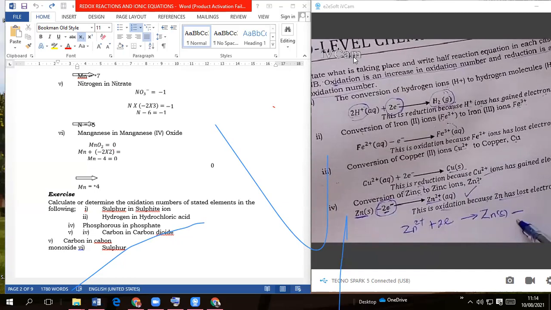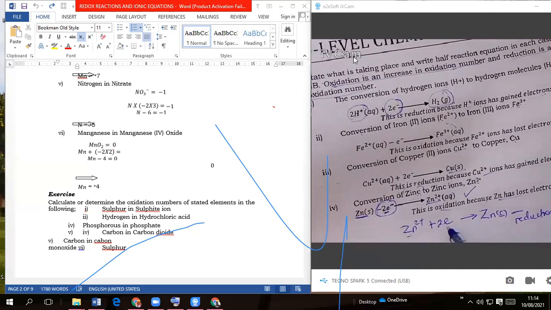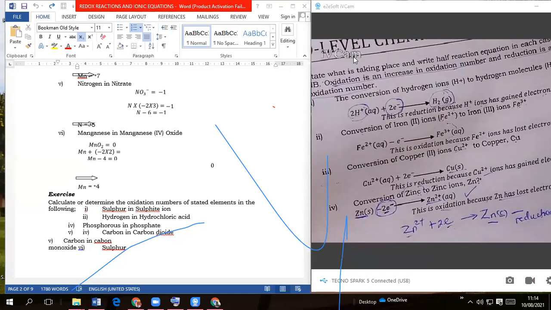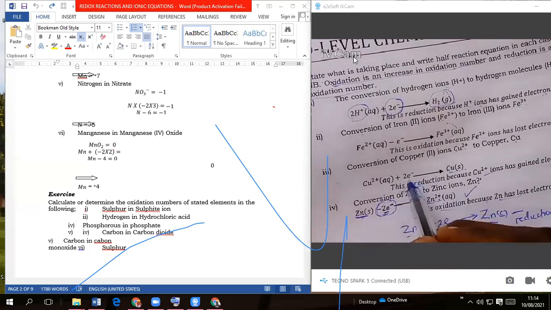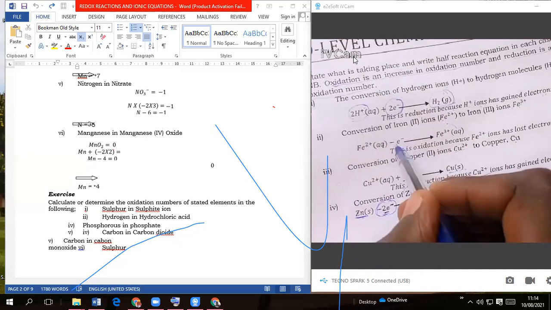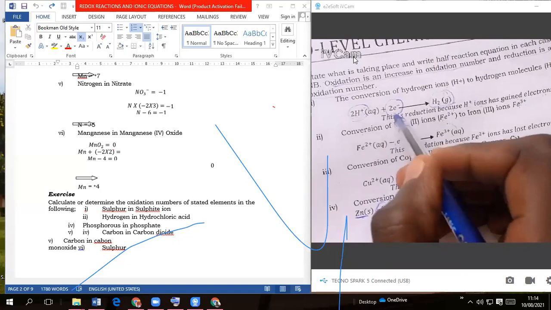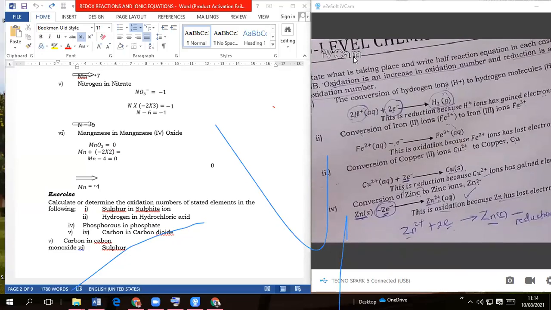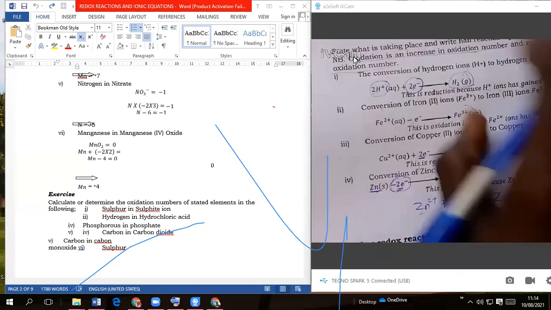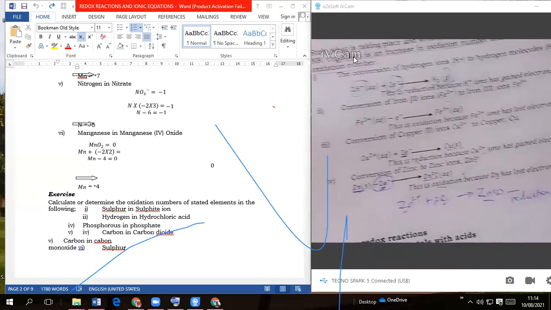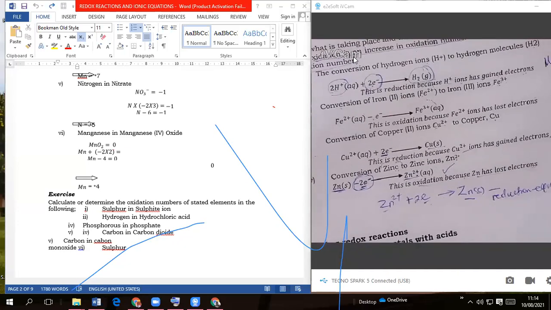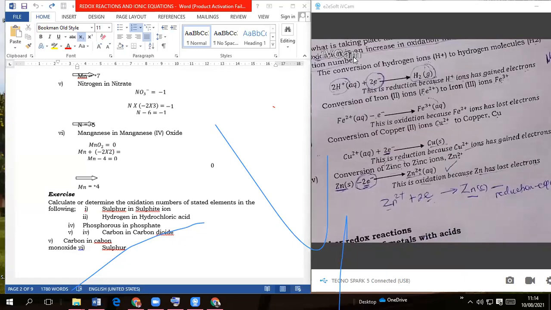This one is a reduction equation because it has gained electrons to become a solid. So you take note of this. This is a loss, this is a gain. This is a loss, this is a gain. So I will give you equations here and then you do a few and you give me the feedback. So let's look at these other ones here.